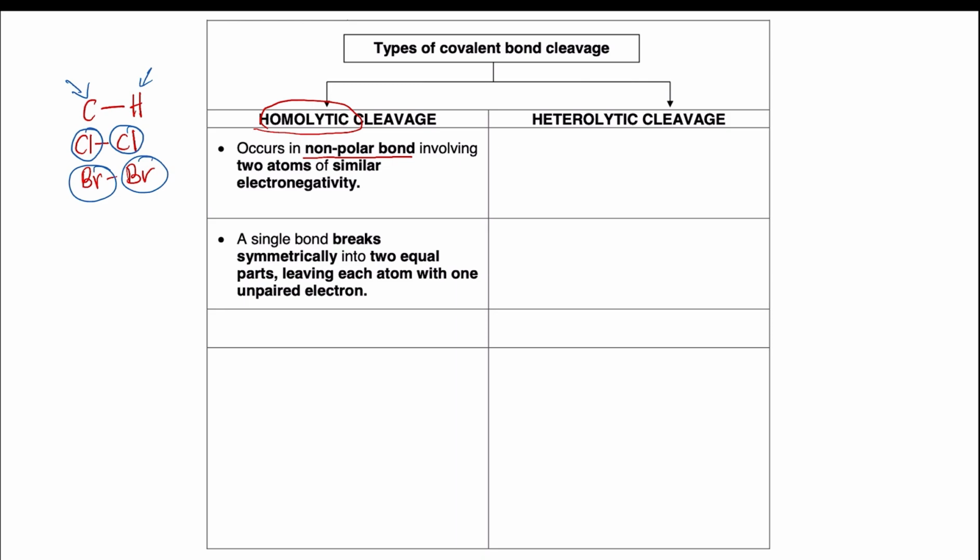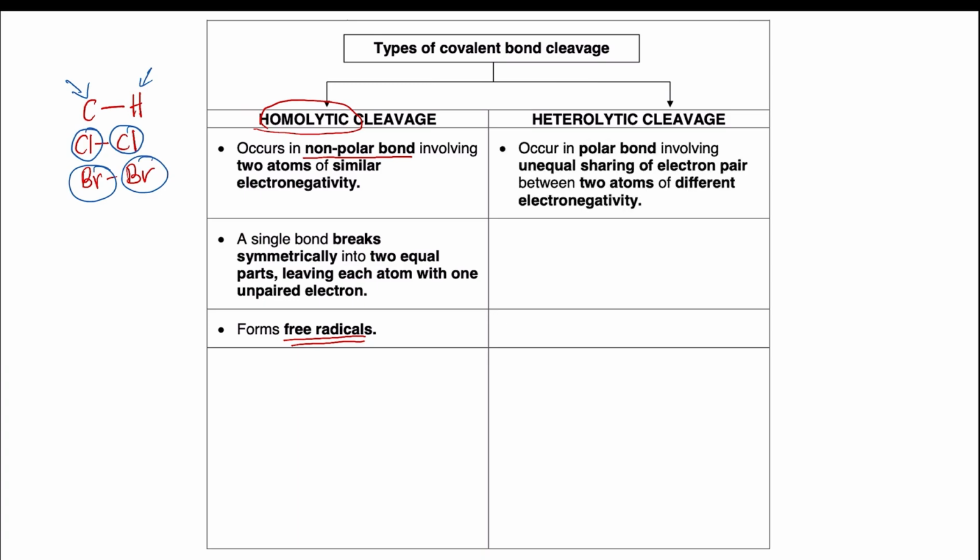Yang ini Madam akan explain ya macam mana. So, bila berlaku homolytic cleavage, dia akan menghasilkan free radicals. So I will explain more about homolytic cleavage later on. Okay, so let's take a look at heterolytic cleavage. If homolytic happen in a non-polar bond, heterolytic will happen in a polar bond.